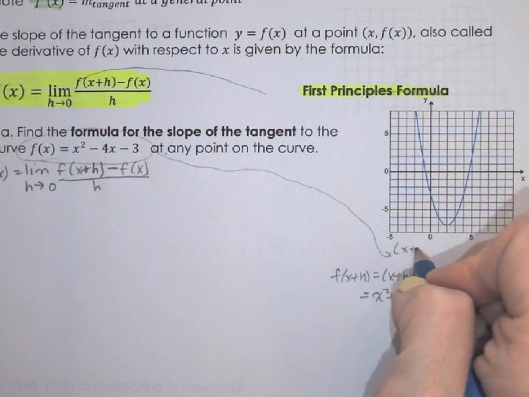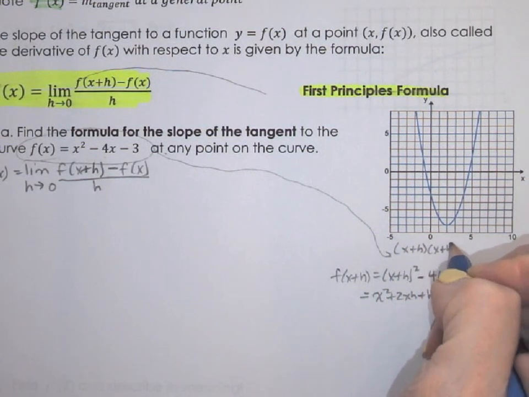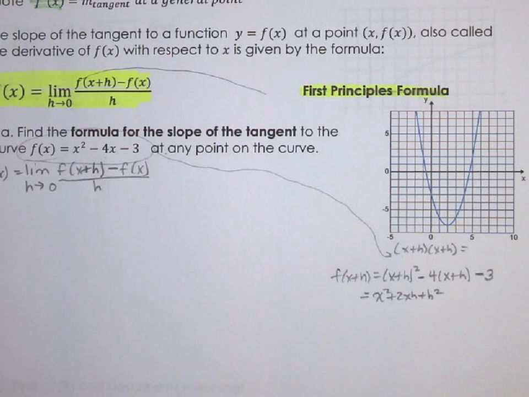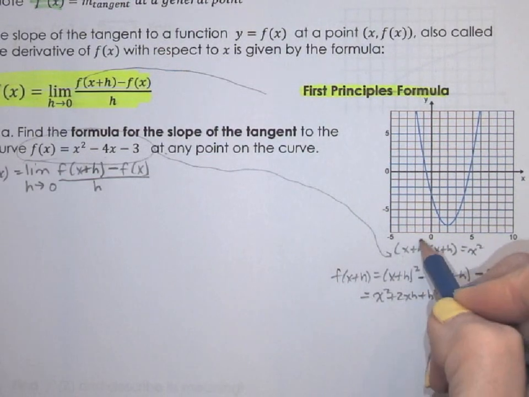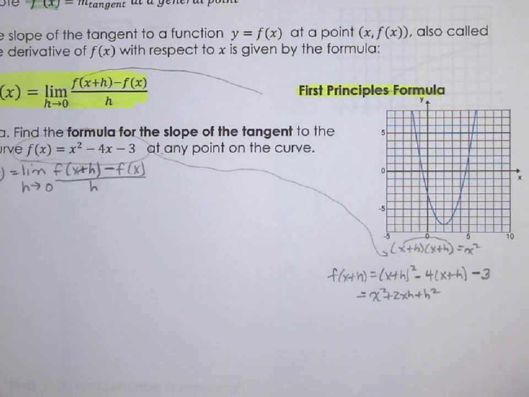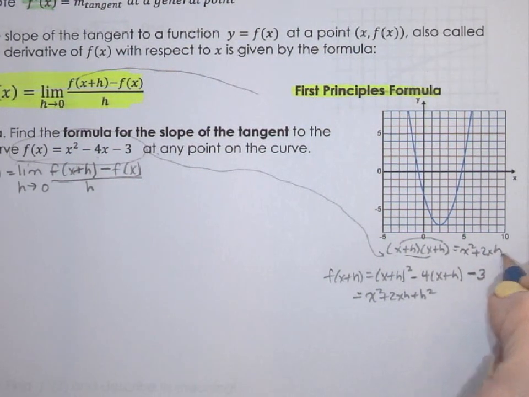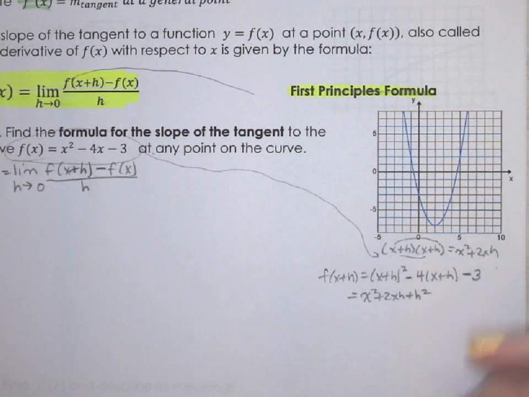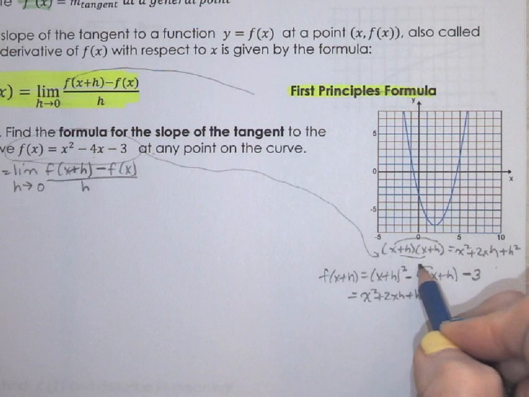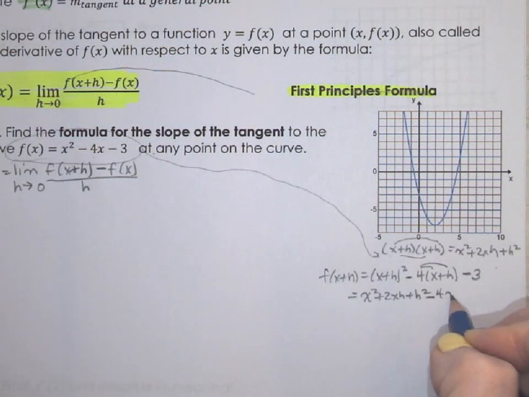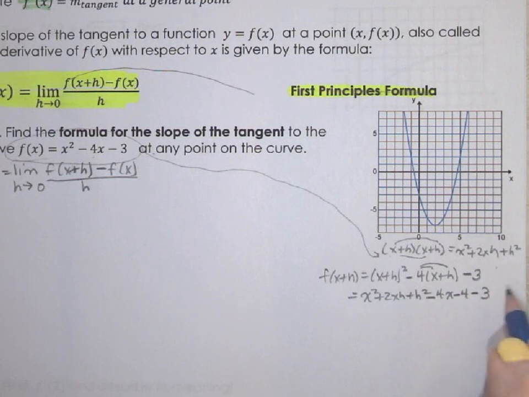A little bit of a refresher would be to use FOIL here. And you can see that x times x is x squared. X times h is xh. H times x is also xh. So there'll be 2 of them. That's where you get the plus 2xh. And then h times h is h squared. So expanding a square of a binomial. And then distribute the negative 4 through here. And then see if there's any like terms for you to collect. In this case, there isn't.